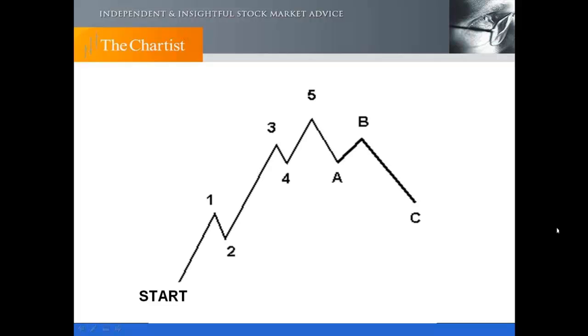Remember, we're talking in very simplistic terms here today, and what we want to look at is an impulsive movement. So we start from this point, and we're going to be talking about the psychology of it all. We start from this point down here, move up, retrace, move up again, retrace, move up again in 5 waves, then we trace A, B, C again.